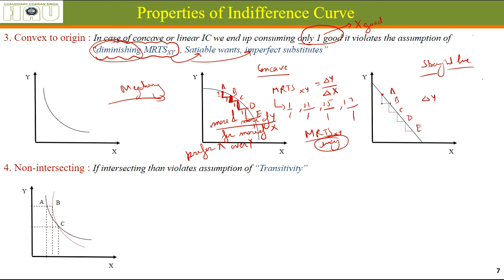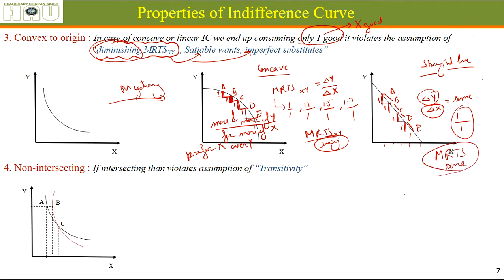Delta y by delta x here remains the same. Moving from A to B, B to C, C to D, and D to E, he is ready to let go the same quantity of y for the same quantity of x. For 1 unit of x, he is ready to let go 1 unit of y. As you can see, these lengths are all the same. As the quantity of x is increasing, he is ready to let go the same quantity of y. So MRTS remains the same.